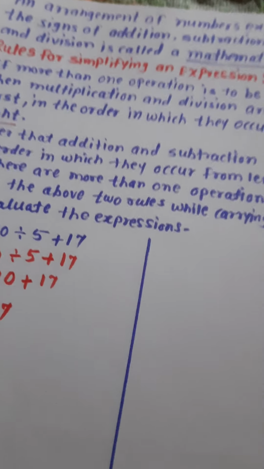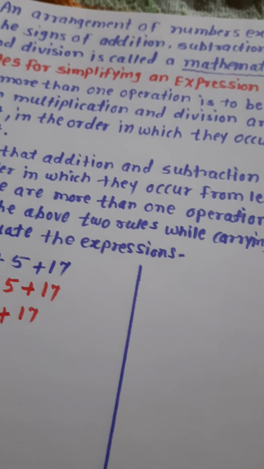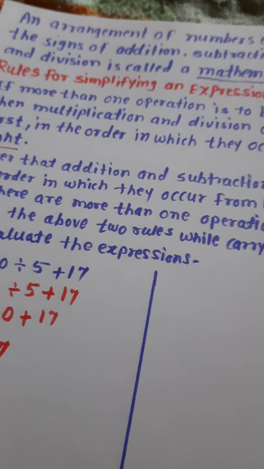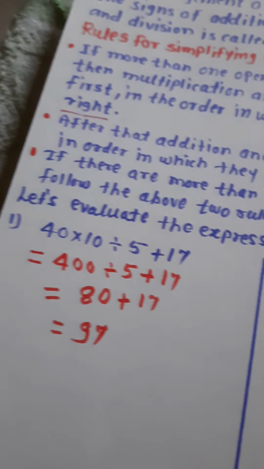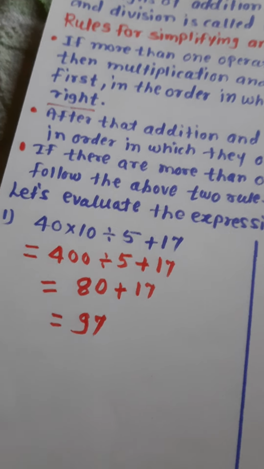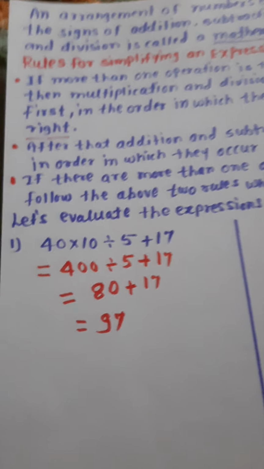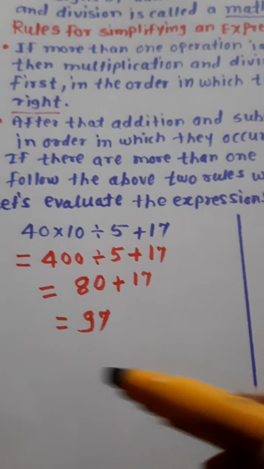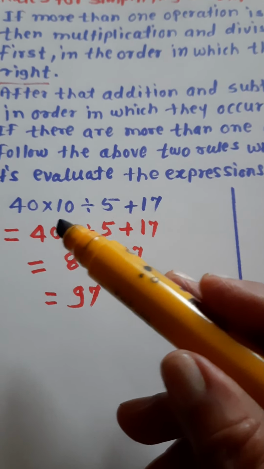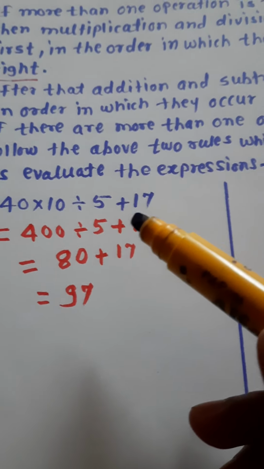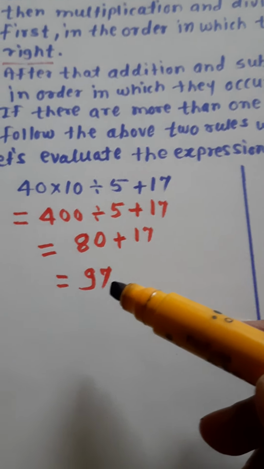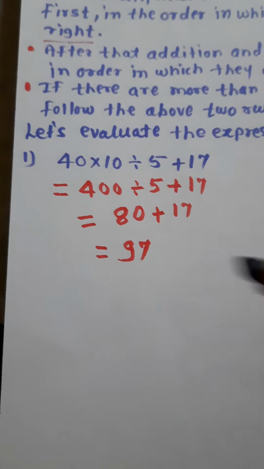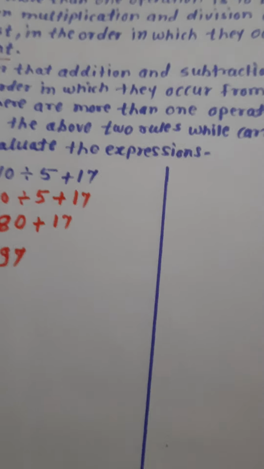Okay, then we will solve the second example. I will write the second example, that is C. In this example we have multiplication, division and addition, but from the above rule we have to solve from left to right, that is first multiplication, then division, and then addition.